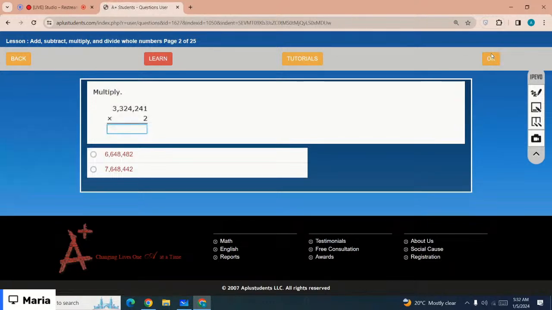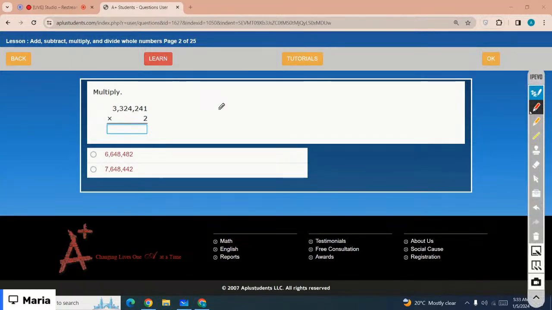Okay, the next one is you have to multiply. Which is the correct option? So you have to multiply. Let's just multiply, right? Okay, you have to multiply.